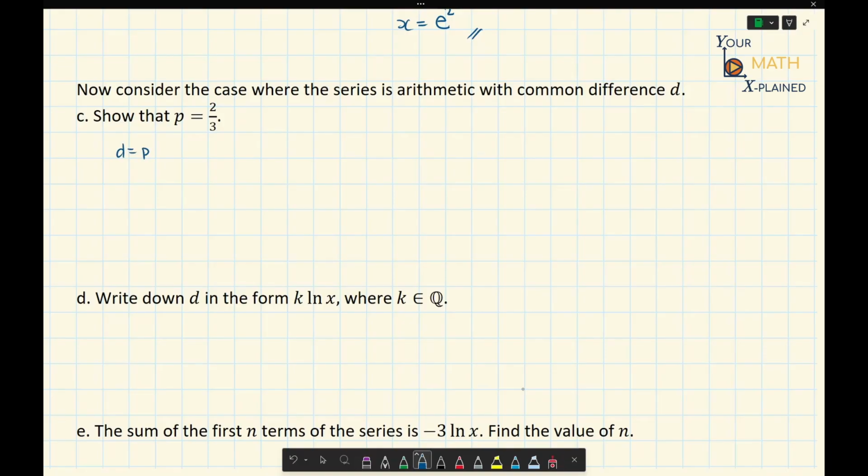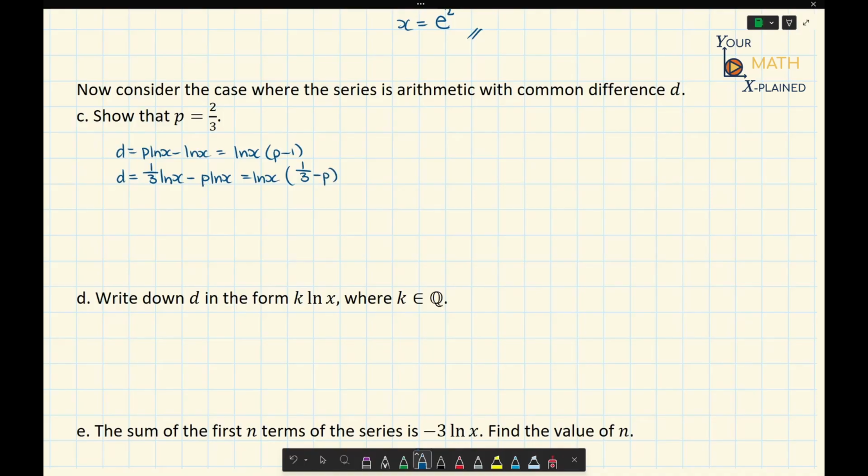So that'll be p ln of x minus ln of x. And we can factor out an ln of x, which means we get ln of x times p minus 1. But we know that the common difference must also be equal to the third term minus the second term. So this is equal to 1 over 3 times ln of x minus p times ln of x. And again, we can factor out the ln of x, and that's times 1 over 3 minus p.